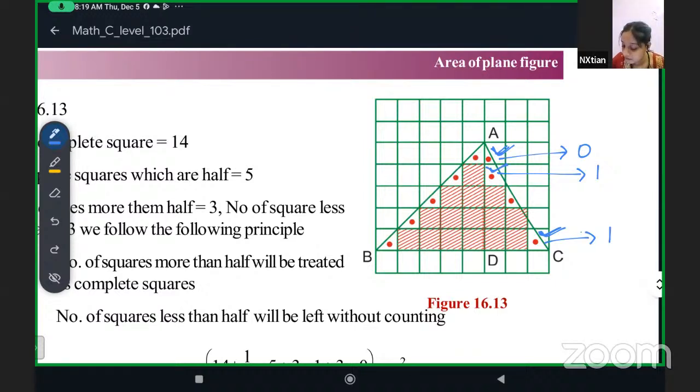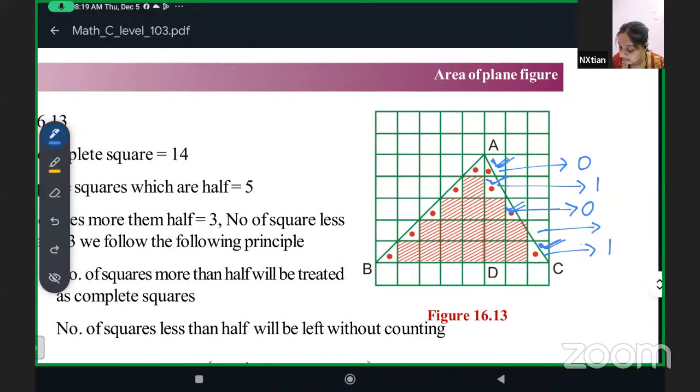Whereas this one we will take as 0. Why? Because less than half portion is there. Then we have this one also we will take as 0. Less than half portion is covered. So hope you are getting now how we are going to count these. Less than half is 0, more than half is 1. Yes, that is right, Edric. Half is considered half. But more than half we'll consider it 1. Less than half we'll consider it 0.